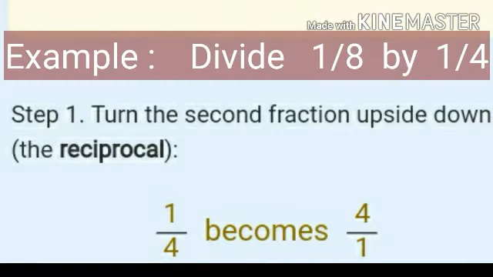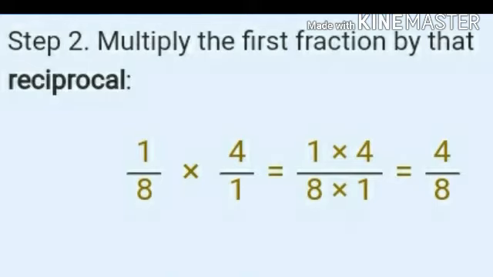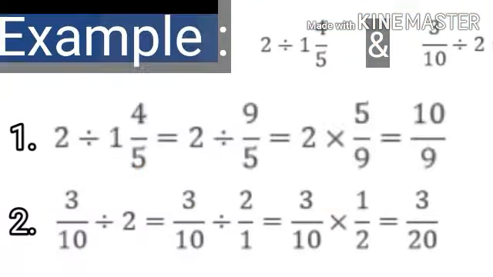Now example, divide 1 upon 8 by 1 upon 4. So first step, turn the second fraction upside down, or take the reciprocal of the second fraction. So 1 upon 4 becomes 4 upon 1. Now multiply the first fraction by that reciprocal. So 1 upon 8 into 4 upon 1 is equal to 4 1s are 4 and 8 1s are 8. 4 upon 8. Okay. Now we take some more questions.